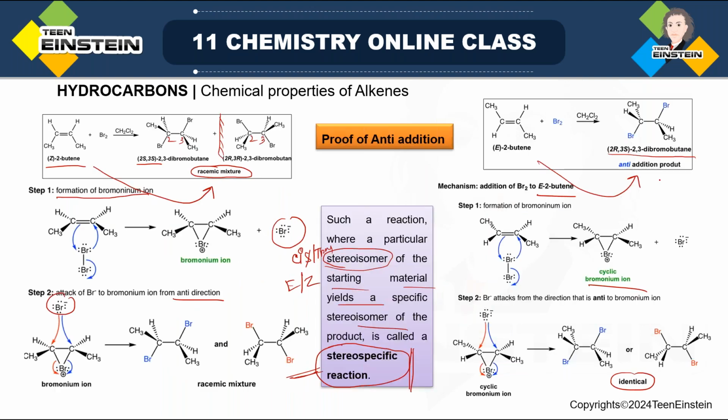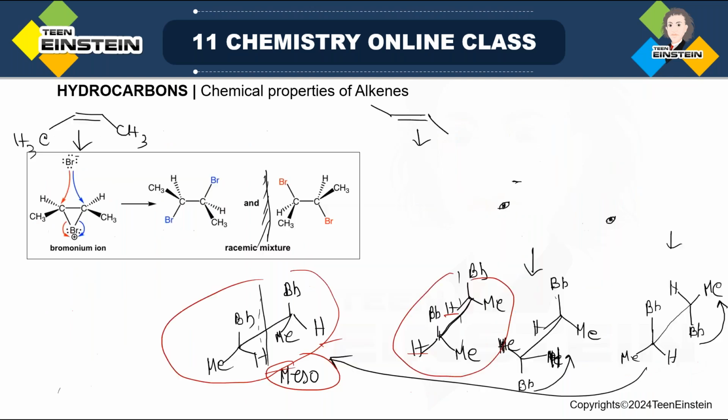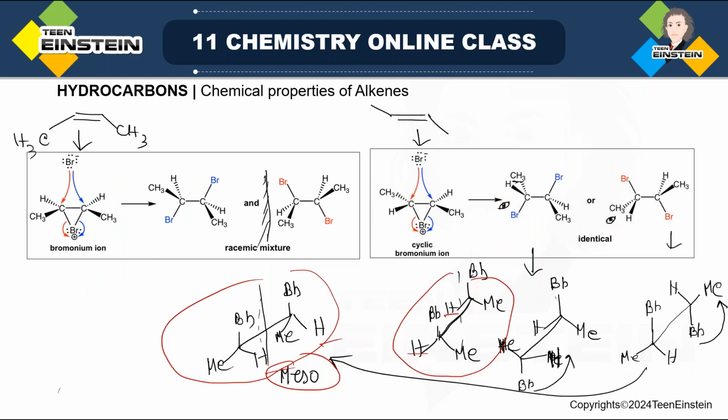Though here it is written as 2 or 3s, because of this internal plane of symmetry, which you can understand easily after converting it to Sawhorse projection, it will help you to understand how the internal plane of symmetry is present. So ultimately it will be identical, a meso compound. And as it is not optically active, there is no question of getting an enantiomer.